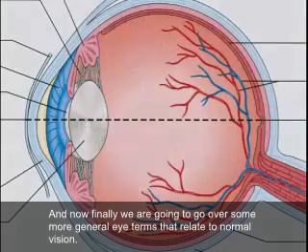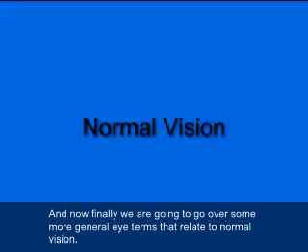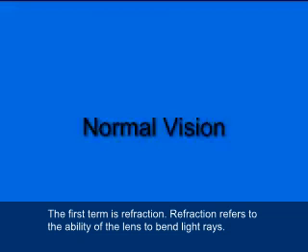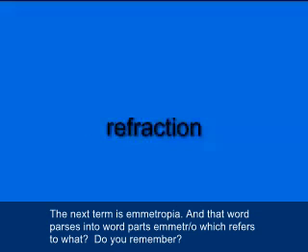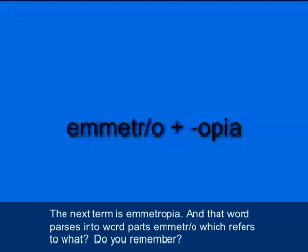And now finally we're going to go over some more general eye terms that relate to normal vision. The first term is refraction. Refraction refers to the ability of the lens to bend light rays. The next term is emmetropia. And that word parses into the word parts emmetr/o, which refers to what? Do you remember?